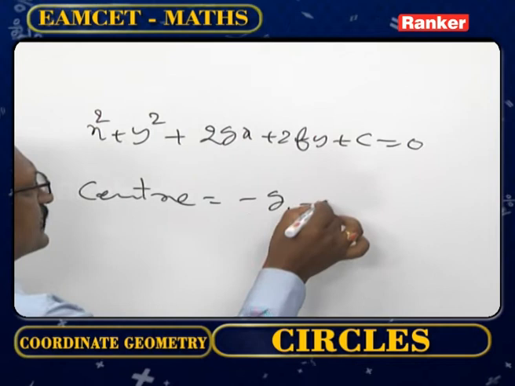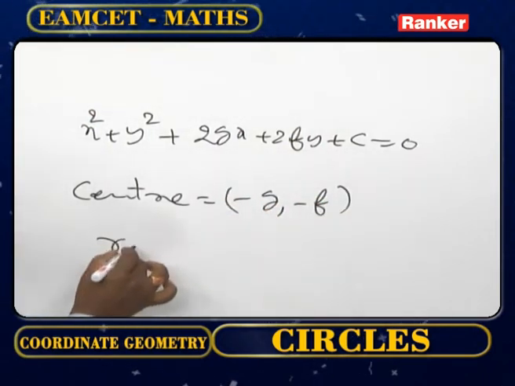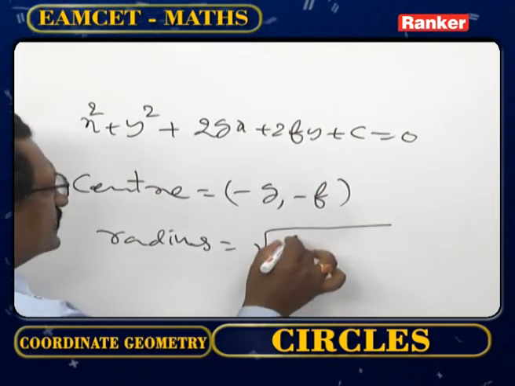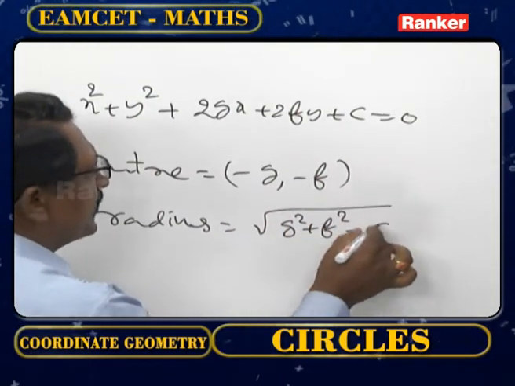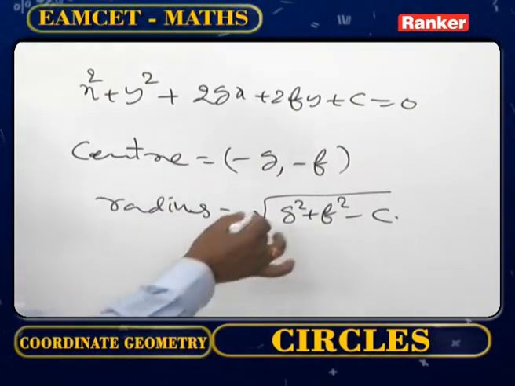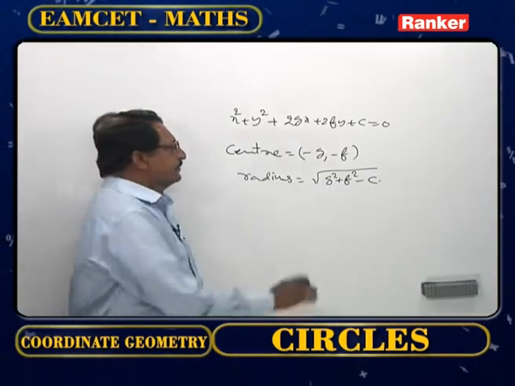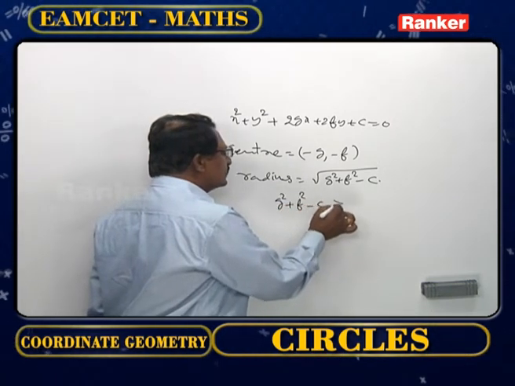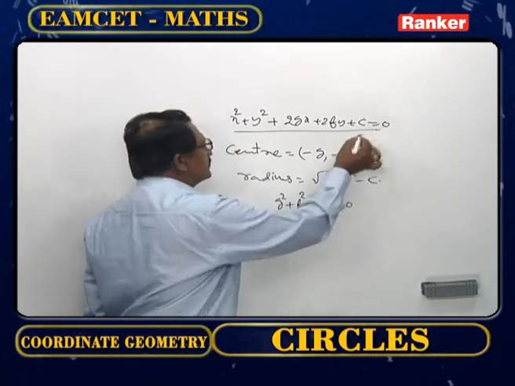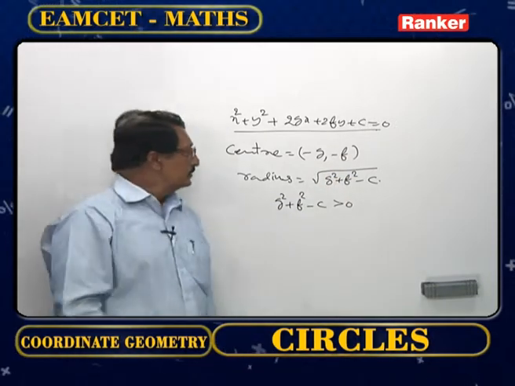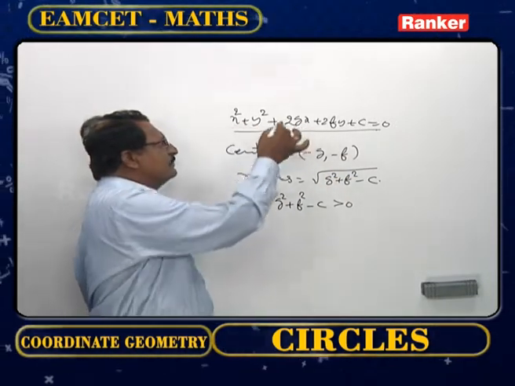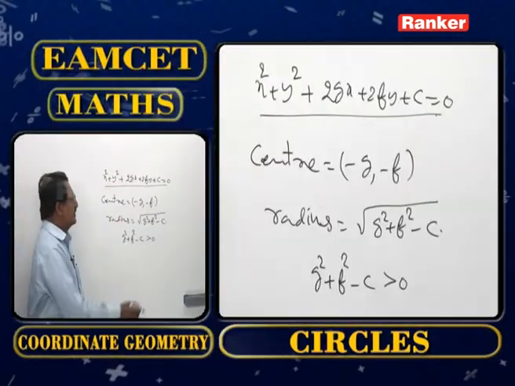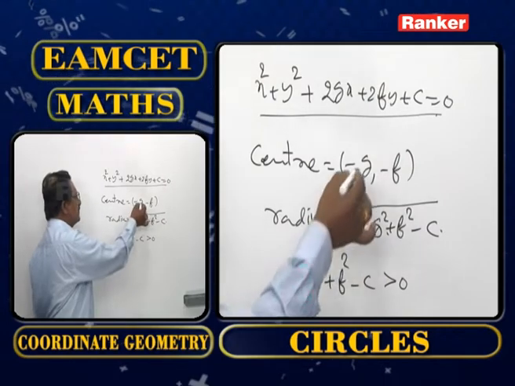Now its center equals minus g comma minus f, and the radius equals the square root of g square plus f square minus c. If g square plus f square minus c is greater than 0, then the equation x square plus y square plus 2gx plus 2fy plus c equals 0 represents a real circle, because we get a real radius and the center is also real.